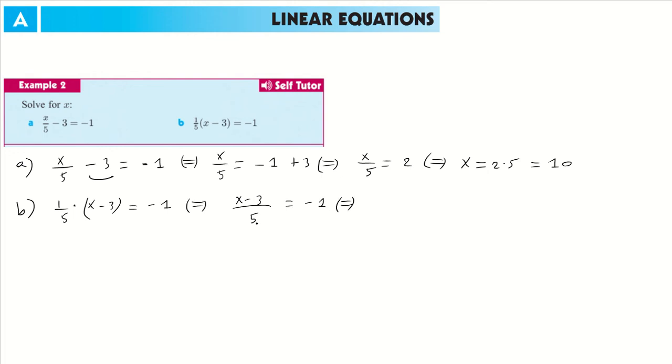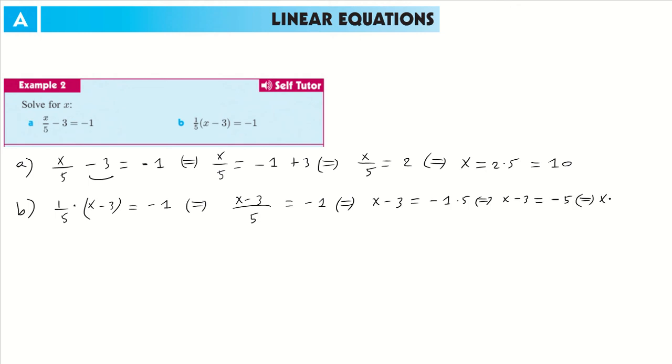So I want to get rid of the 5 first. I can get rid of the 5 when I move it to the right-hand side. On the left-hand side, the 5 is in the denominator, so I divide the left-hand side by 5. When I move it to the right-hand side, I have to multiply it by 5. So I get x minus 3 is equal to negative 5.